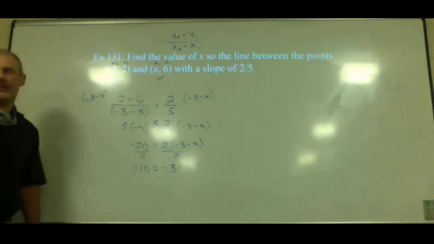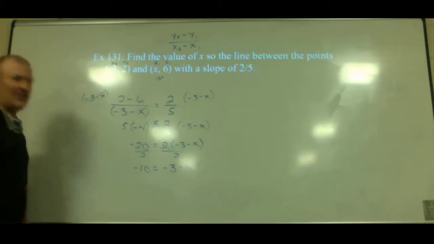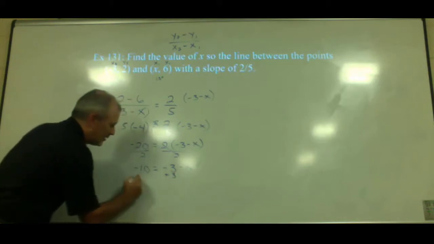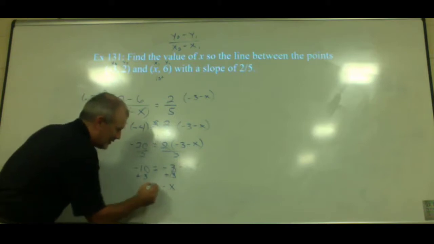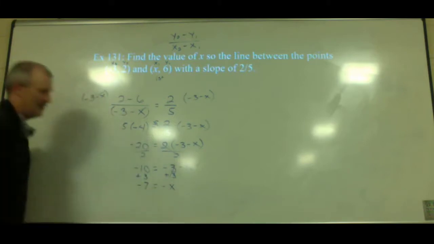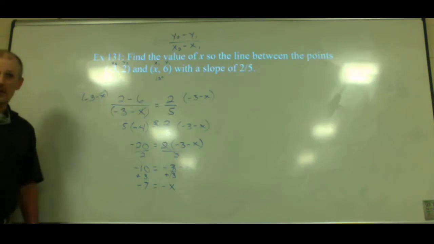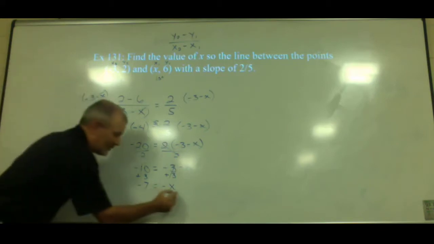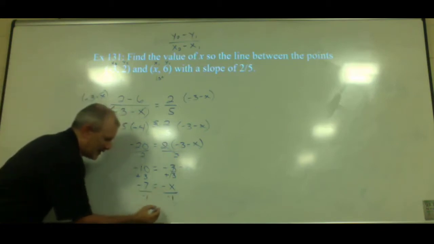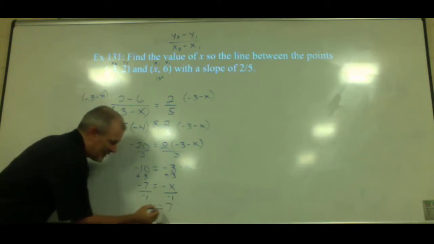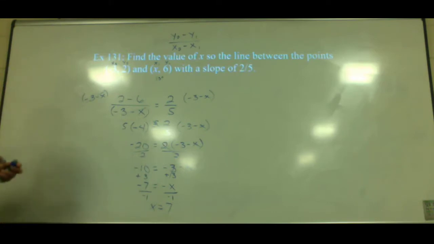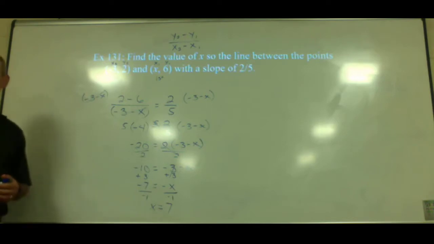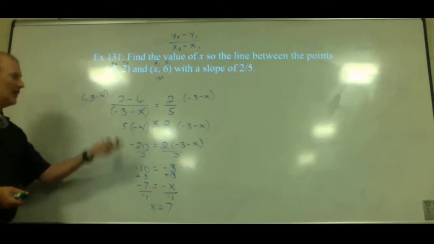What else do we need to get rid of? Plus 3. Yeah, we need to add 3. So this cancels. The negative is still there with the x. And then this is negative 7. And then how do we finish this up? Divide by negative 1. So we get x equals 7. I know some of you probably can't see that because other people are in the way, but x equals 7. And if we plug that back in and check it, we should get that. Yes, that would make the slope equal 2/5.